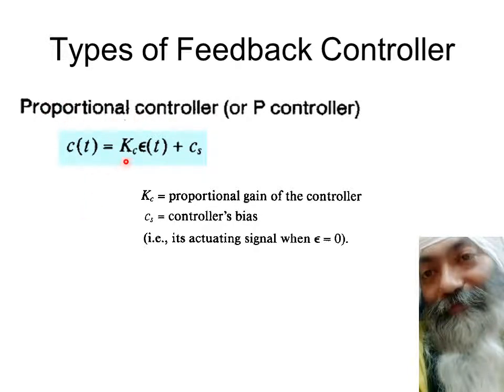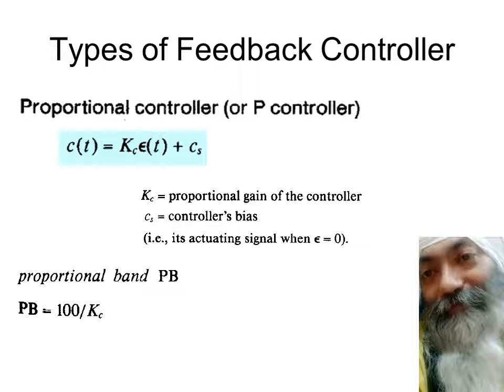Now, this Kc is gain, and this gain can be represented in many different forms. One form is called proportional band. And how is proportional band related to Kc? It's very simple. Proportional band is equal to 100 upon Kc, or you can say Kc is equal to 100 upon proportional band. Either way.